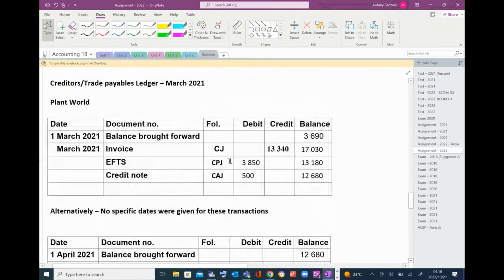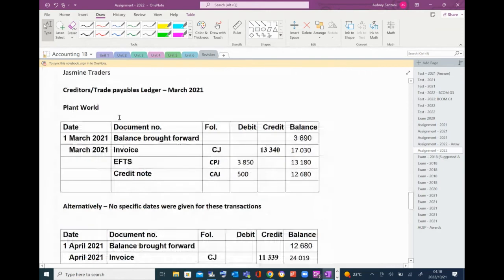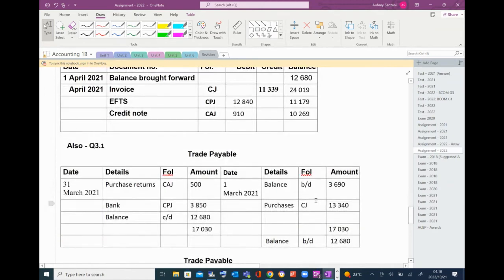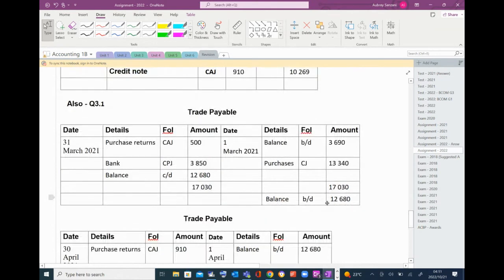We already spoke to the trade payables ledger, or the creditors ledger as we know it, for April and for March. This one was for March, and I believe this was for April. Okay. Now we can go to the trade payables, in other words, the creditors control.